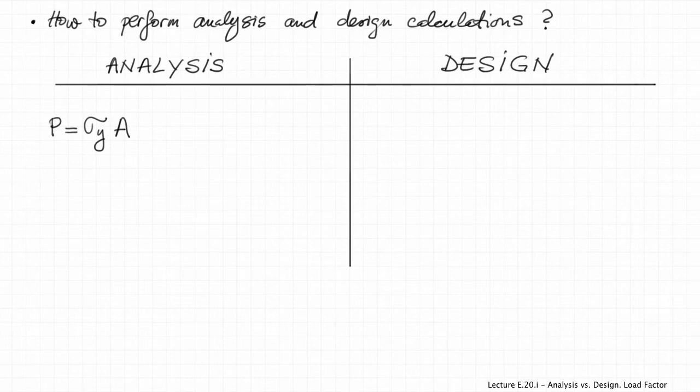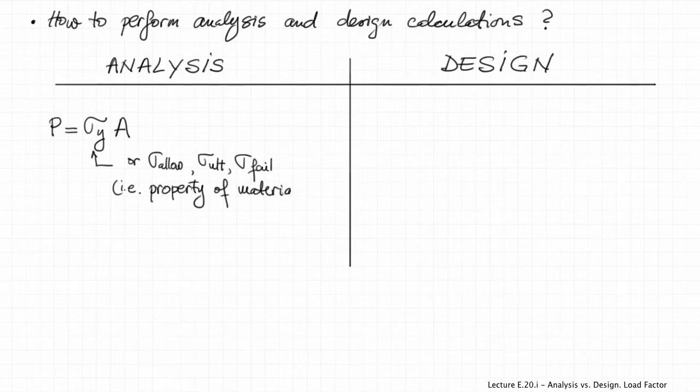So for analysis, we need to calculate the force that the member can support. We can solve for P equals sigma times the area. And of course, in this case, sigma would be the maximum stress that the member can sustain before it fails. So this sigma would be either sigma yield or sigma allowable or sigma ultimate or sigma fail, depending on the type of material that the member is made of. So in this case, sigma is a property of the material, the failure stress of the material.